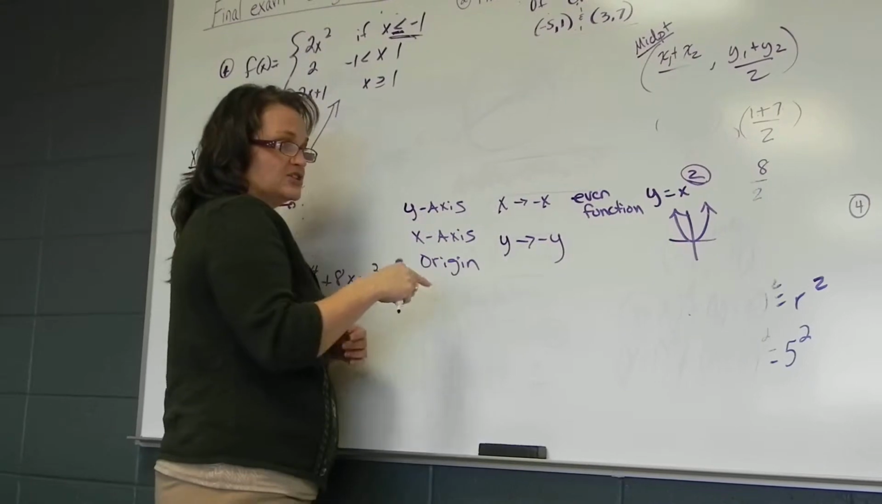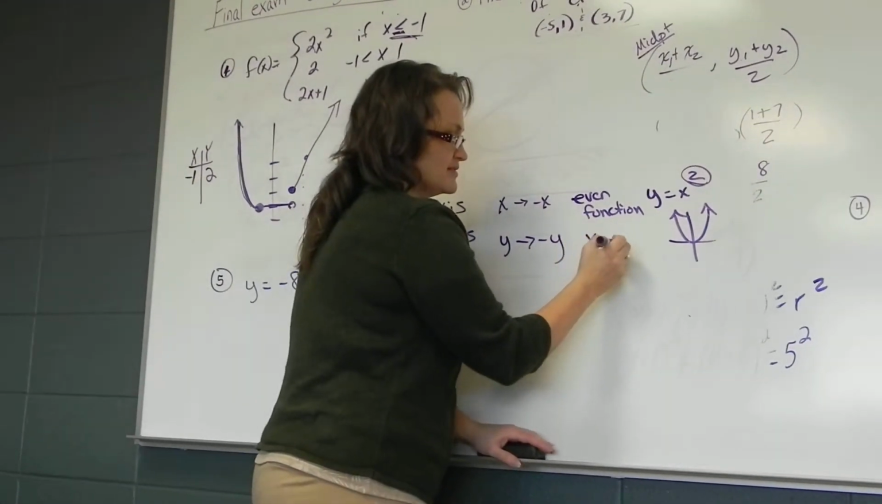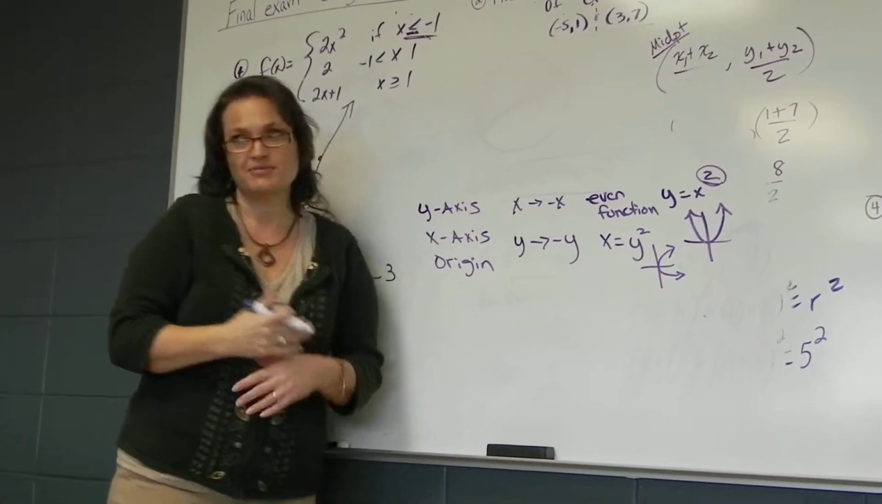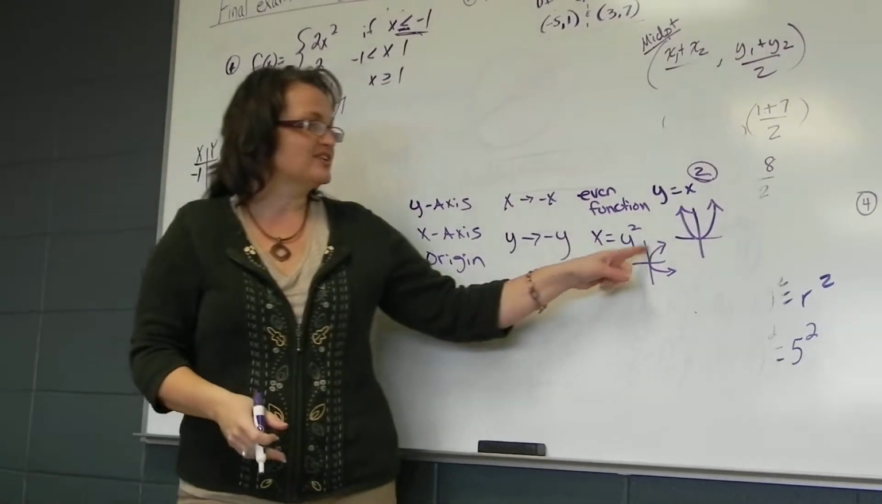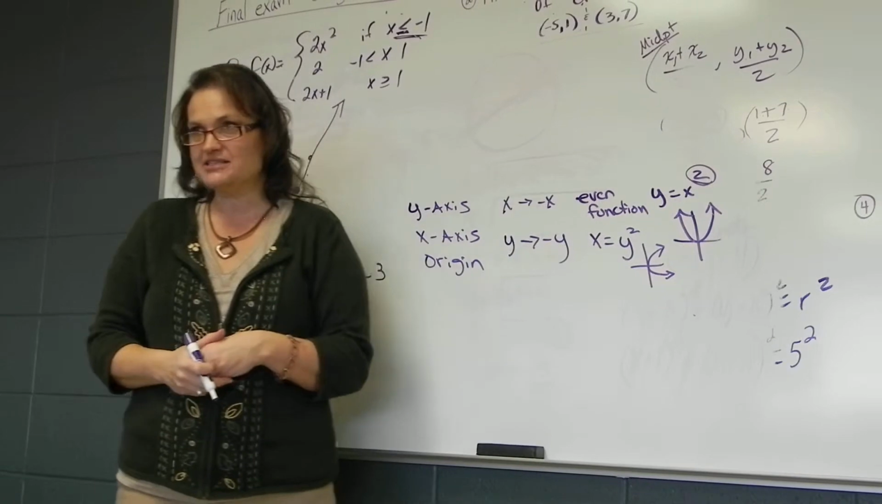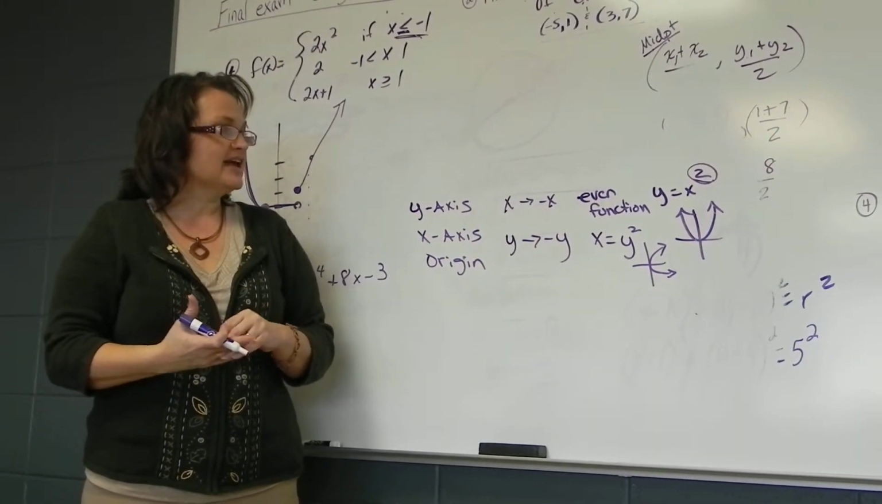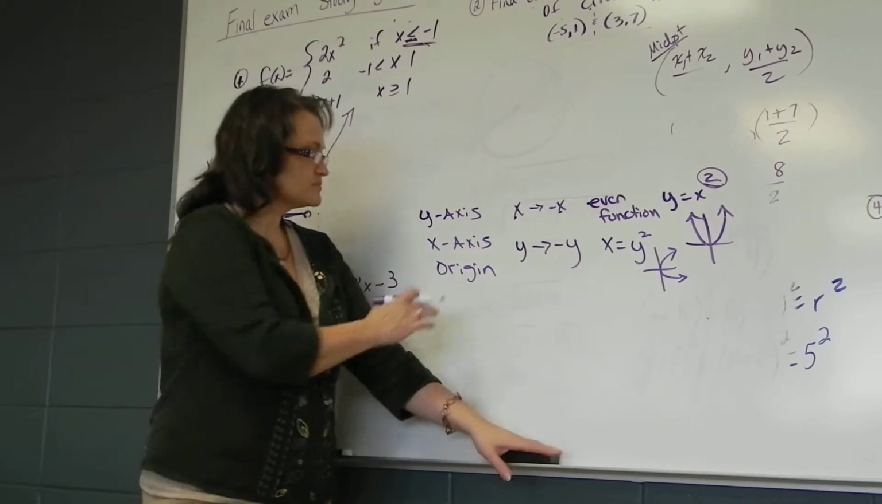Now this won't be a function because it's a sideways parabola, so it doesn't get called an even function because it's not actually a function. It's on its side, and that means the x repeats. So if you can change y to negative y and it makes no difference, that is an x-axis symmetry.